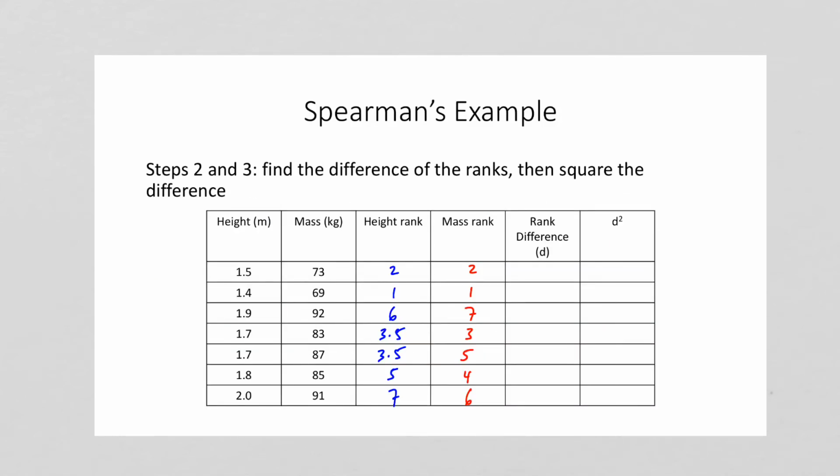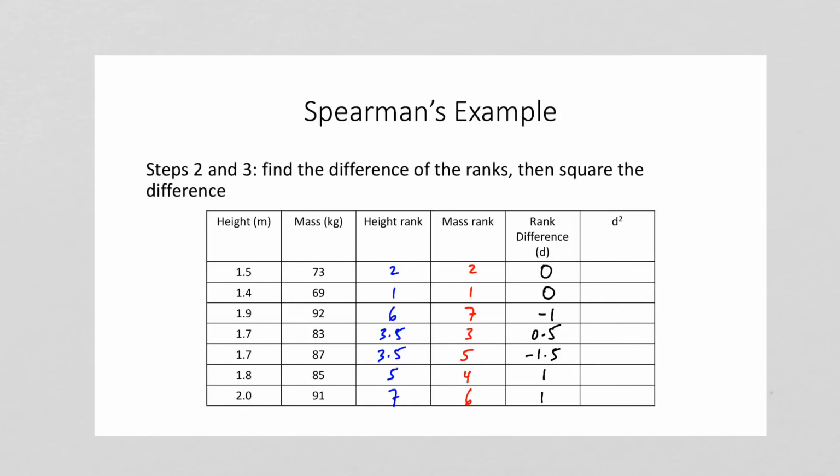As you can see, I've just added a few columns onto my table here, rank difference and then the difference squared. To do rank difference, we're just going to take the first variable rank and then take away the second variable rank. So here I have 2 take away 2 is 0, 1 take away 1 is 0, 6 take away 7 is minus 1, 3.5 take away 3 is 0.5. Just had a massive helicopter flying overhead. Apologies if that got picked up. 3.5 take away 5 is negative 1.5. 5 take away 4 is 1. 7 take away 6 is 1.